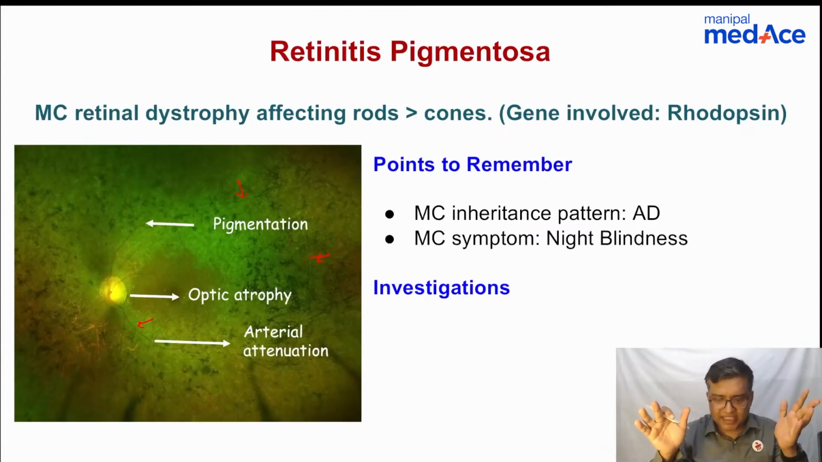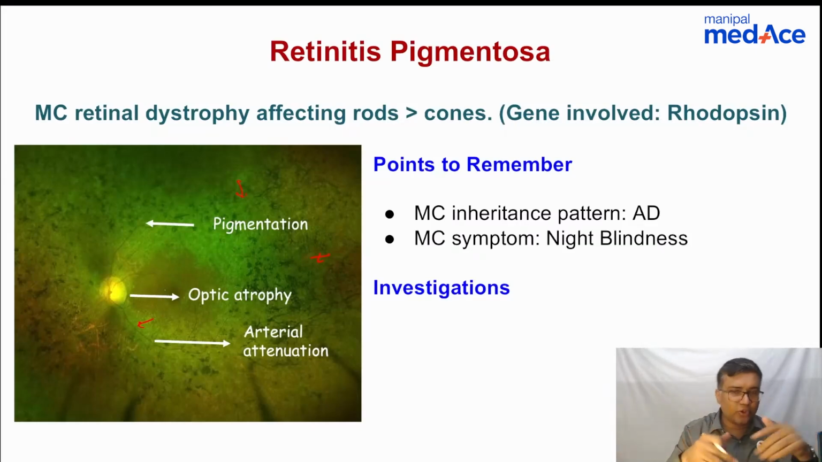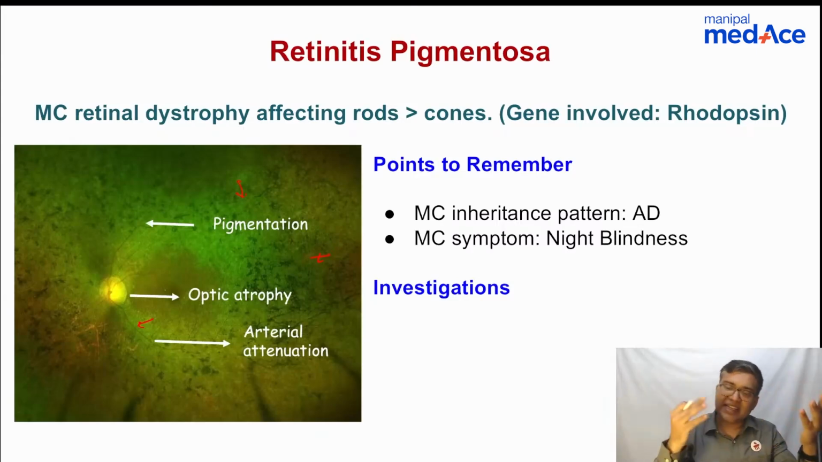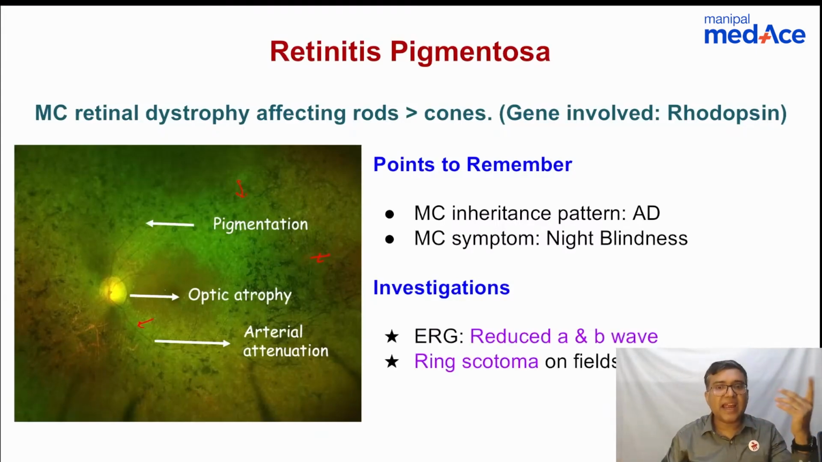Okay, what are the investigations that you would do? Though it is a clinical diagnosis, the investigation that can help you for the prognosis is the ERG. In the ERG, the electroretinogram, you would have reduced A and B waves, and you would get ring scotoma whenever you do a perimetry. Okay, so these are some important points you have to remember regarding retinitis pigmentosa.